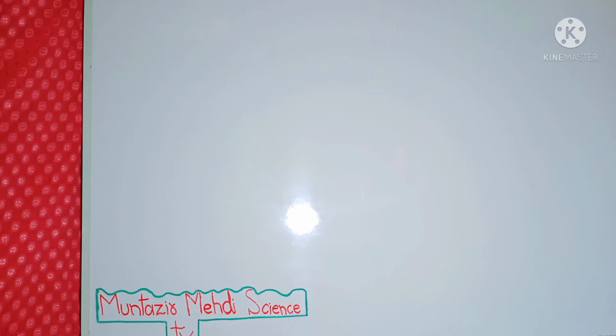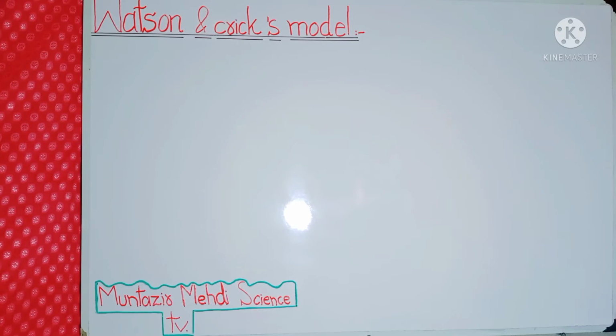Assalamu alaikum students. Today our topic is Watson and Crick's model, that is the double helical structure of DNA model. First we see its definition, then we will explain it with the help of theory and diagrams.